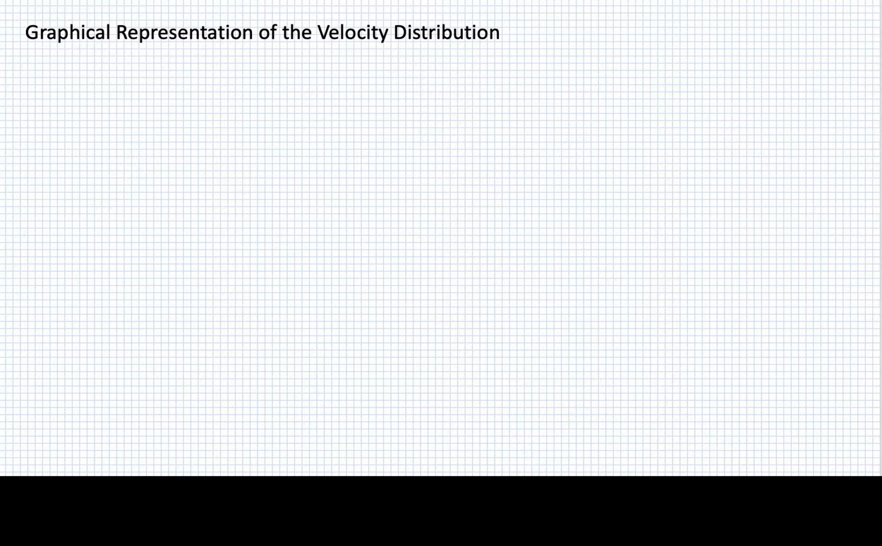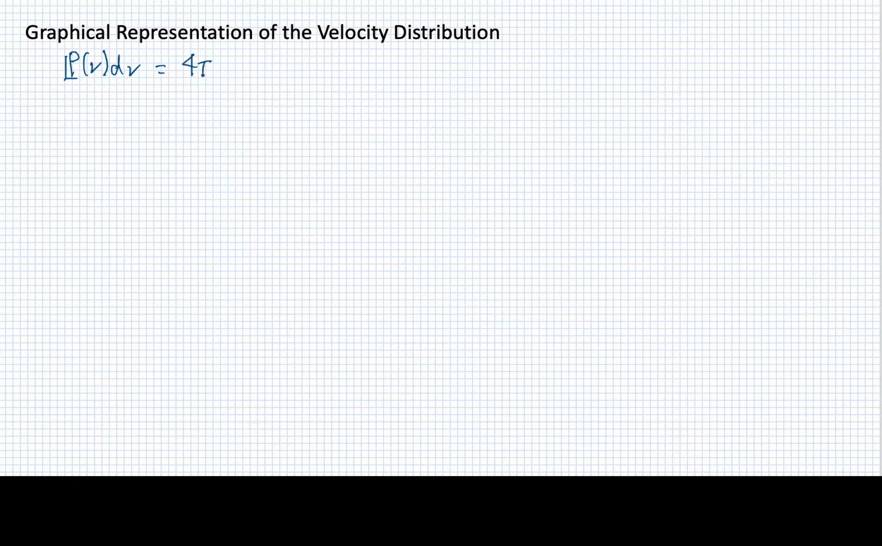Now that we have a functional form for the velocity distribution of particles in an ideal gas, I want to talk a little bit about what that looks like. What does that distribution look like? So remember that last time we found that the probability distribution, the Maxwell-Boltzmann distribution of probabilities, looks something like this.